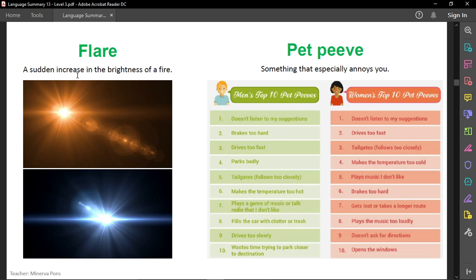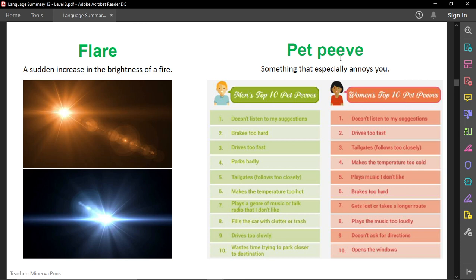Flare. A sudden increase in the brightness of a fire. Pet peeve. Something that especially annoys you. That is a pet peeve. Something that only you feel you cannot take.